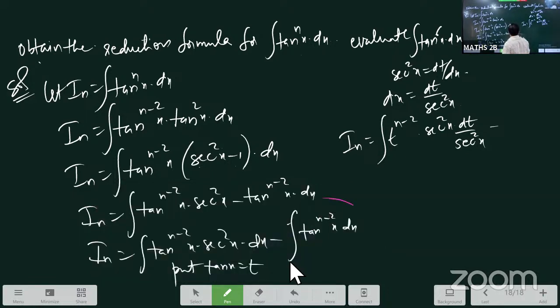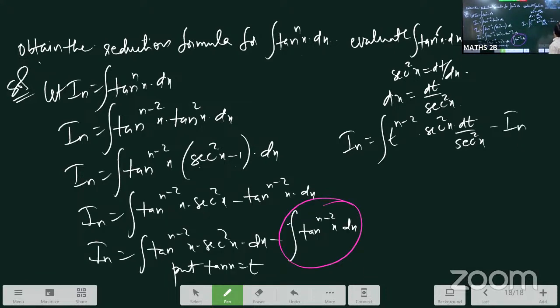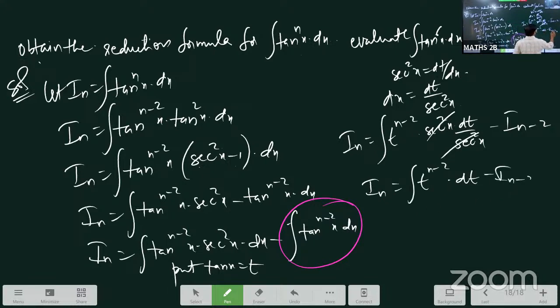what is this part? This part is nothing but minus I n minus 2, correct? Minus I n minus 2, because In is tan power n integration. Now here integration of tan power n minus 2 is I n minus 2, right? Now secant square gets cancelled. In is equal to integration of t power n minus 2 dt minus I n minus 2, usually plus c. Now t power, this is t power n minus 1 by n minus 1 minus I n minus 2.